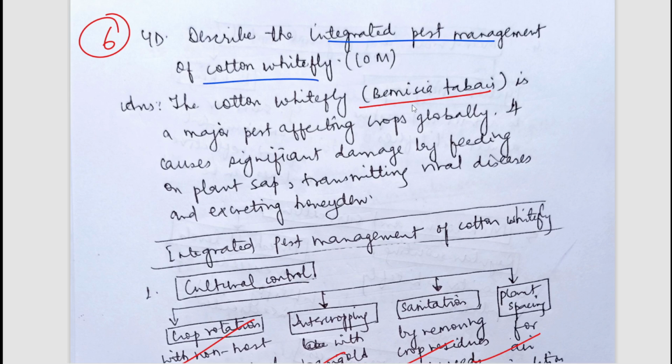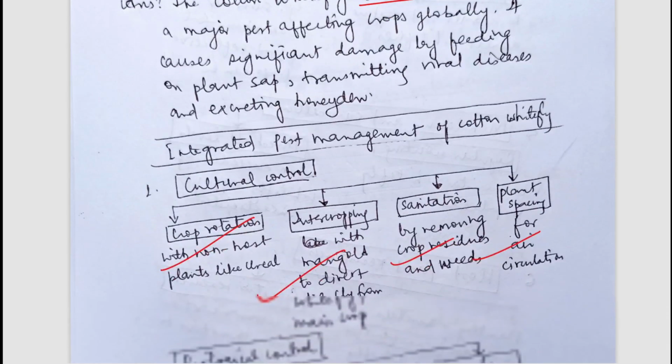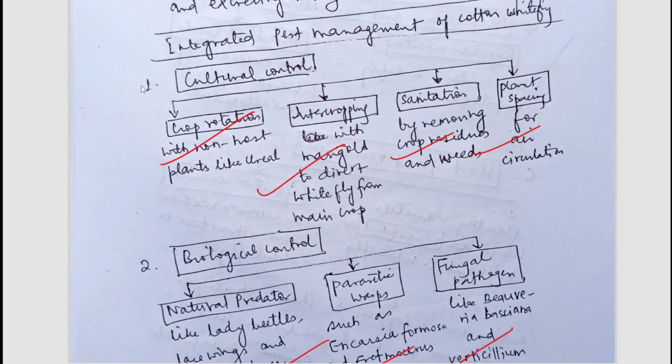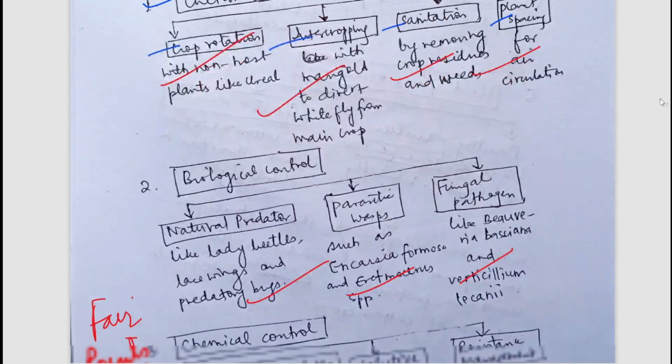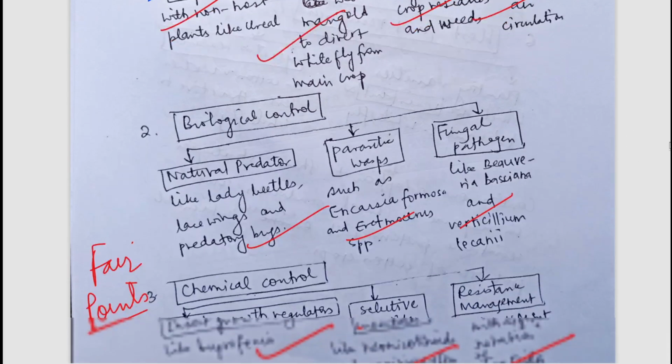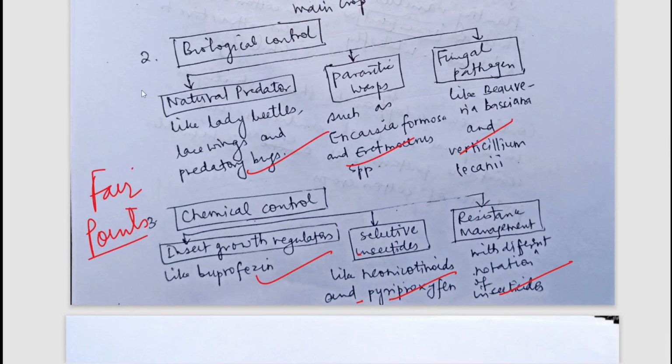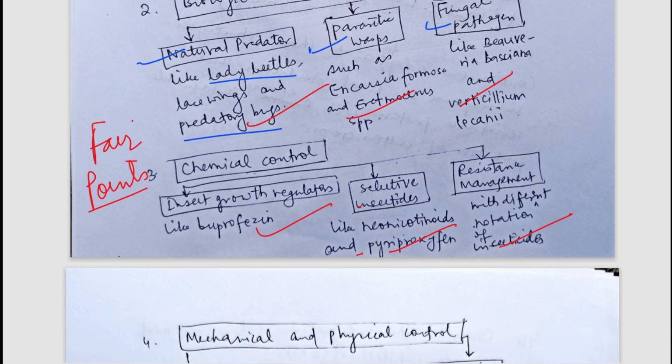So cotton whitefly, that is Bemisia tabaci. How can you do integrated pest management? First of all, we will do cultural control, such as use of crop rotation techniques, intercropping, sanitation, and plant spacing should be good for fair air circulation. For biological control, you can use natural predators such as lady beetles or other predatory bugs. Parasitic wasps can be used. Fungal pathogens can be used.